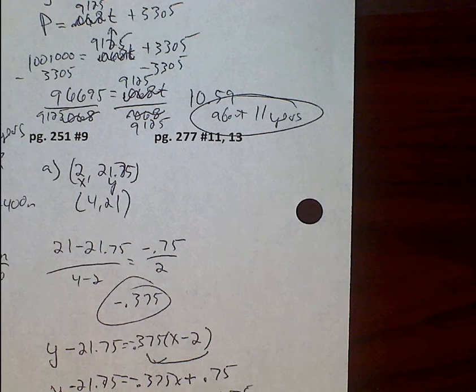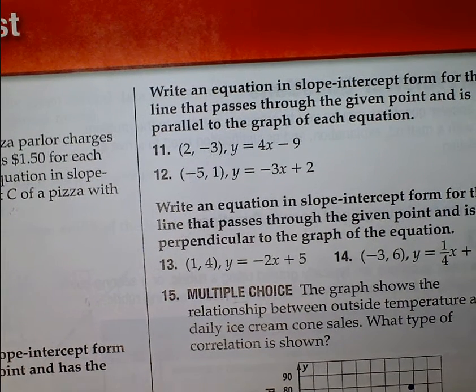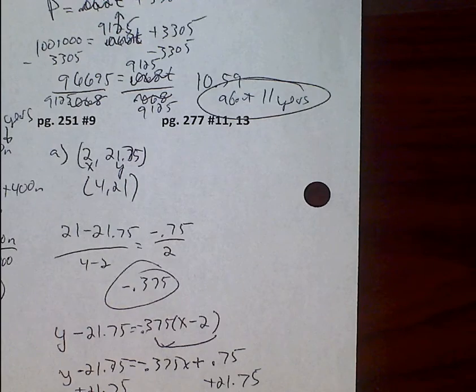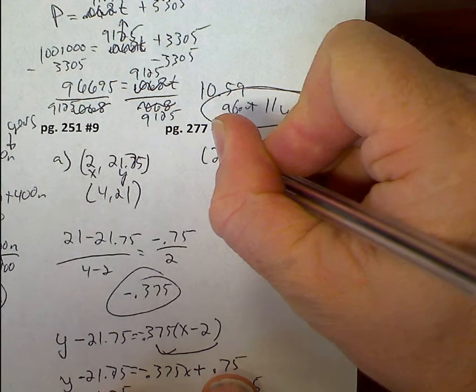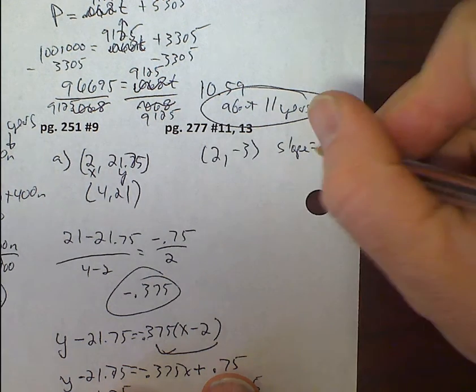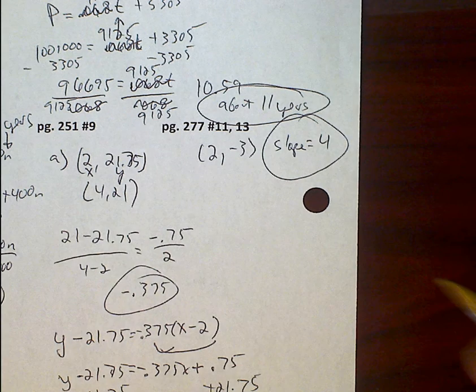Page 277, number 11. Write an equation in slope-intercept form for the line that passes through the given point and is parallel. Parallel means the same slope. My point is 2, -3, and the slope I'm going to use needs to be the same. The slope is 4. So now we need to go ahead and use point slope.